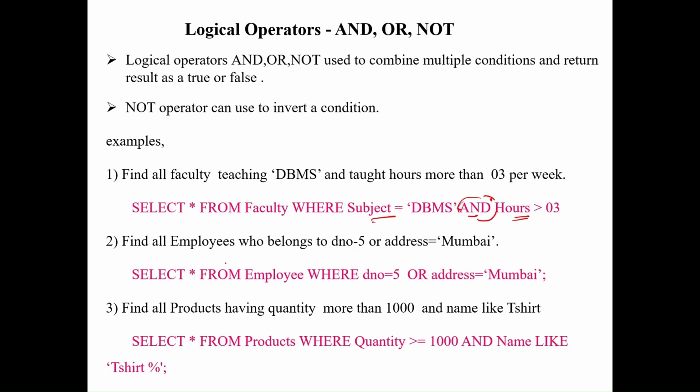If I want to find the employees who belong to department number 5 and the address is equal to Mumbai, but if either one of the conditions is satisfied I still want the results, then you can specify the OR operator. NOT is used when you want the condition to not be satisfied. At that time you can use the not operator.